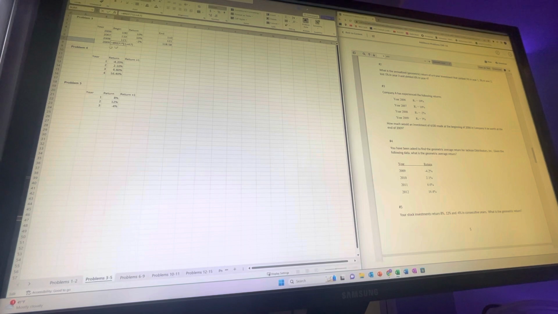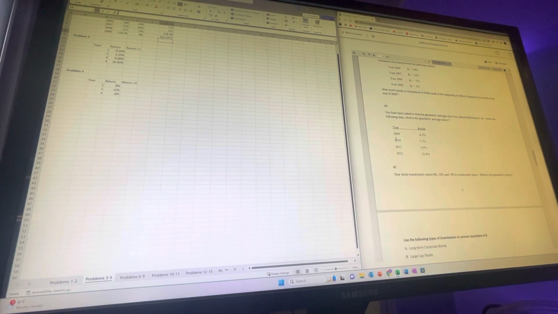Whoopsie. I made a mistake. Undo. All right. I'm going to redo this one. So 3%, okay. So 118.58. Our end value equals this times 1 plus our return percentage to get 122.137. That's the correct answer for problem 3.